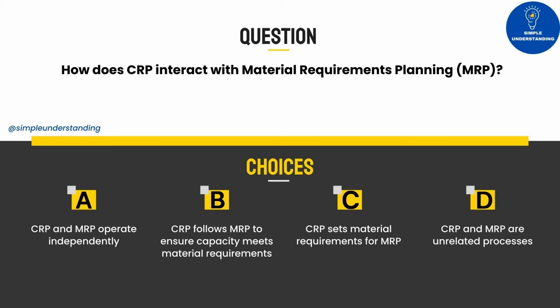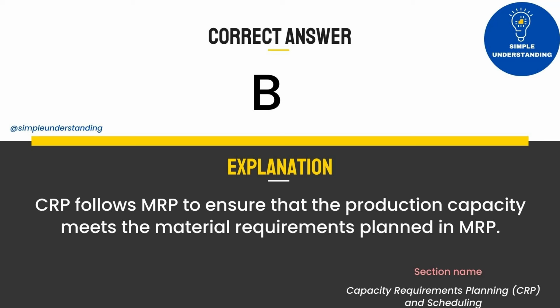6. How does CRP interact with material requirements planning, MRP? A. CRP and MRP operate independently. B. CRP follows MRP to ensure capacity meets material requirements. C. CRP sets material requirements for MRP. D. CRP and MRP are unrelated processes. Correct answer, B. Overall explanation: CRP follows MRP to ensure that the production capacity meets the material requirements planned in MRP.